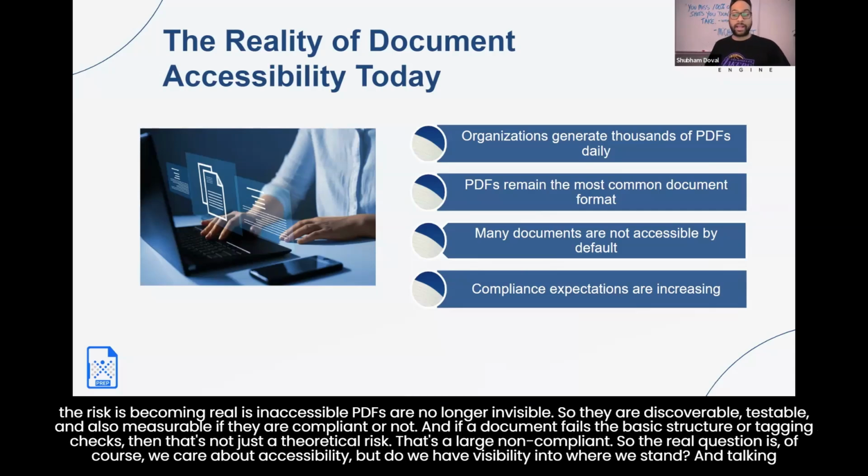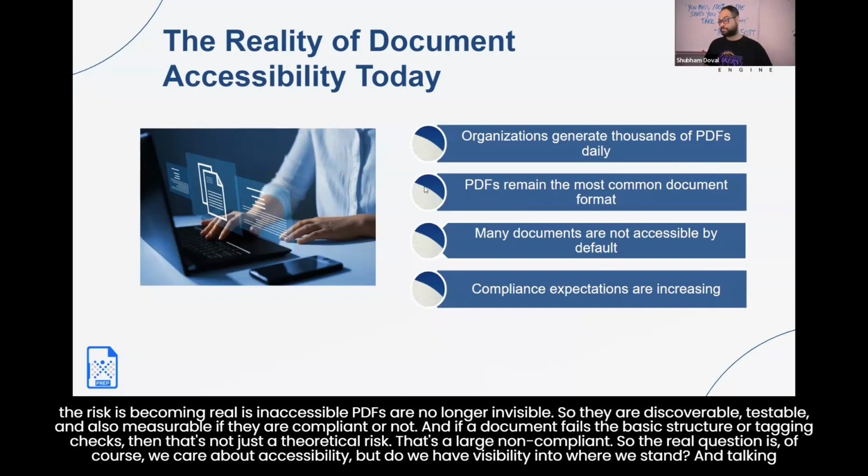And where the risk is becoming real is that inaccessible PDFs are no longer invisible. They are discoverable, testable, and also measurable, whether they are compliant or not. And if a document fails the basic structure or tagging checks, then that's not just a theoretical risk, that's a large non-compliance. So the real question is, of course, we care about accessibility, but do we have visibility into where we stand?